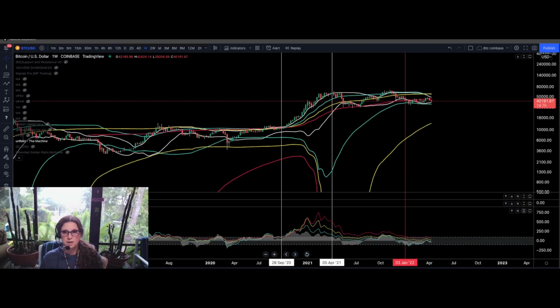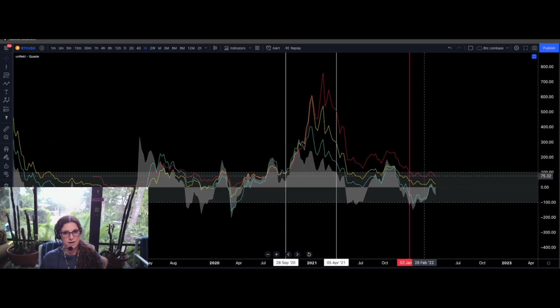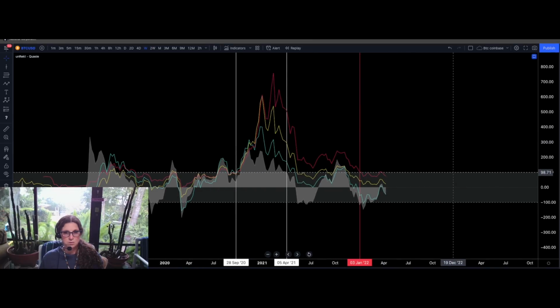The bottom indicator is called the quasi. The colors that you see are the same moving averages. The white with the background is the 20. Blue 50, yellow 100, red 200. As you can see, we have 100 to minus 100. Imagine this area as a cage. I find this is the easiest way to understand.